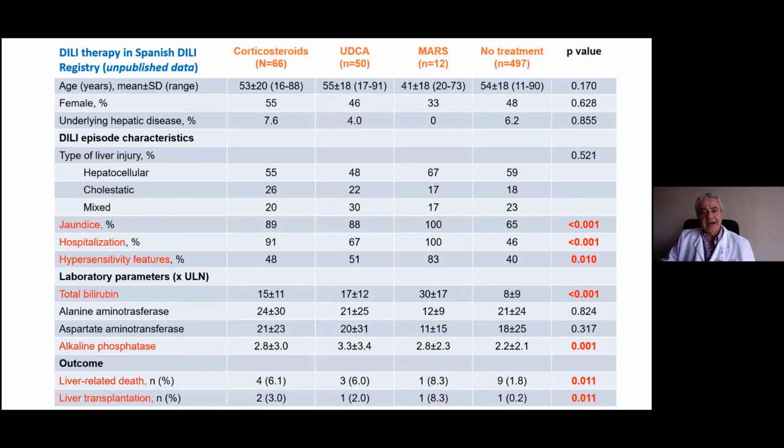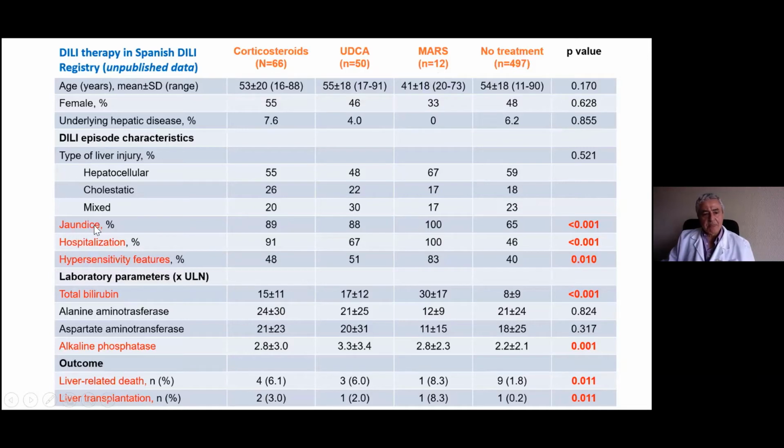We have recently analyzed the use of corticosteroids, ursodeoxycholic acid or MARS in our registry, but this was the use decided by the physician in charge, the physician that submitted the case to our registry, who individually decided to use or not these therapeutic approaches. You can see 66 patients were treated with corticosteroids, 50 with ursodeoxycholic acid, and only 12 with MARS. These are still unpublished data.